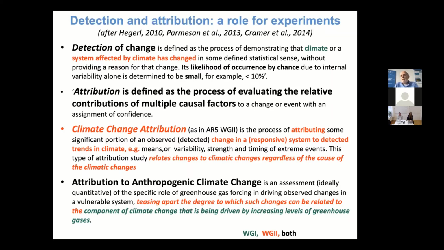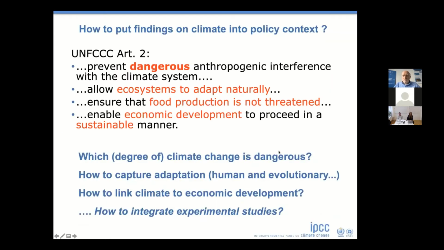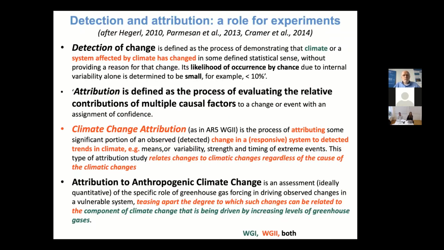And these causal factors must be involved in a changing climate. And there are quite a few. I've just mentioned the three key ones for the ocean, but you can also think about wave action and sea level rise and many other processes that are actually influenced by the climate. So we need to attribute a significant portion of the observed change in a responsive system to detected trends in climate with some confidence, to the means, to the variability, to the strengths and the timing of extreme events, for example.